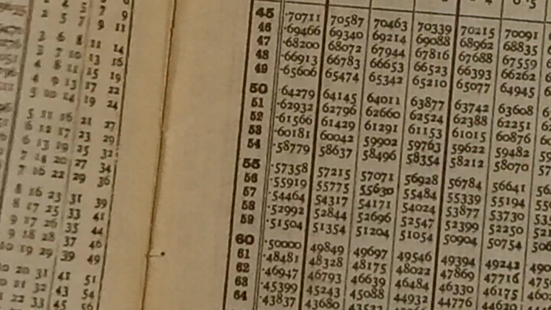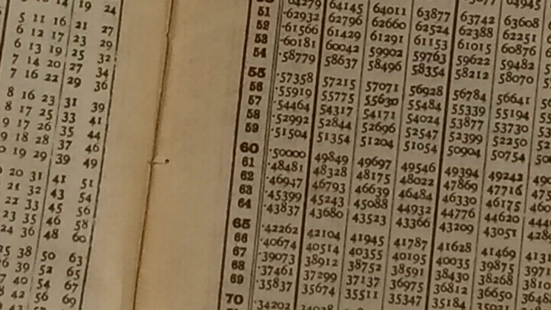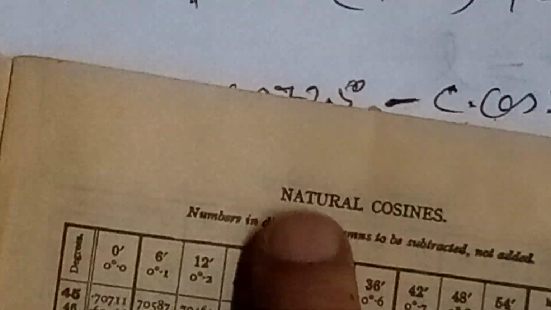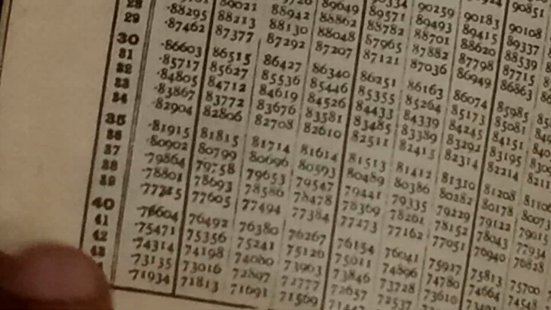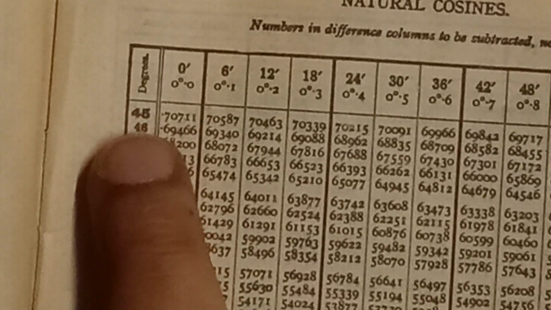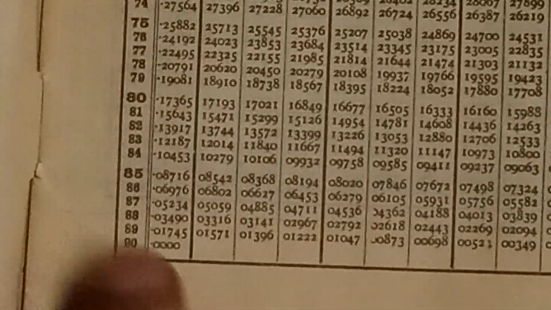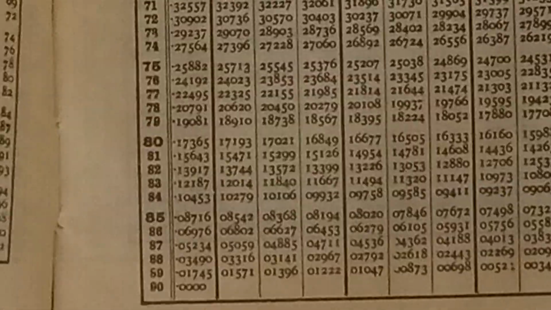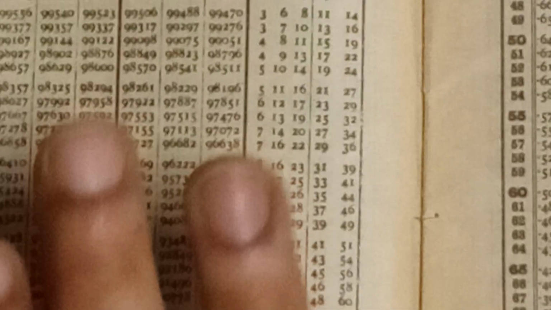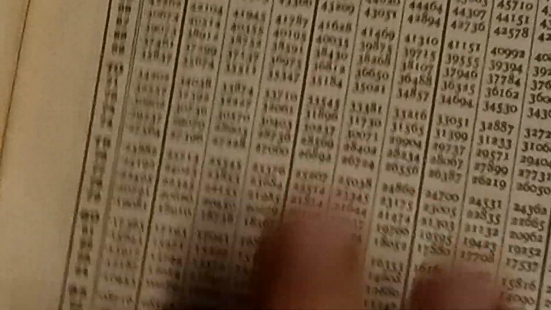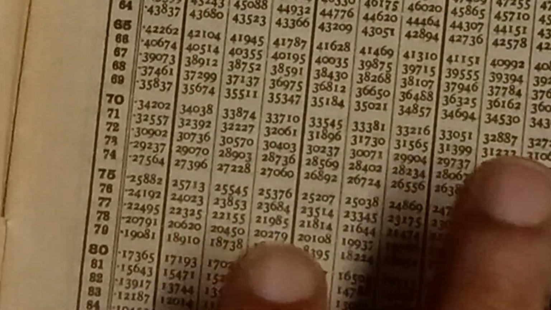For this value, cos in the natural cosine table, here this value ends with 45 degree. So we go to the next page. It is 45 degree, but we have to find 42 degree. This value ends with 90 degree. Only 2 pages of this natural cosine table are given. We can find all values from these 2 tables.